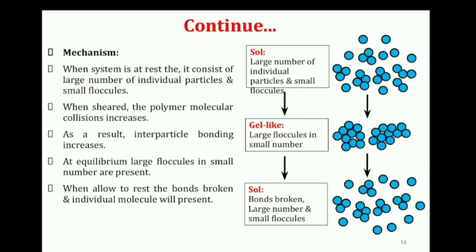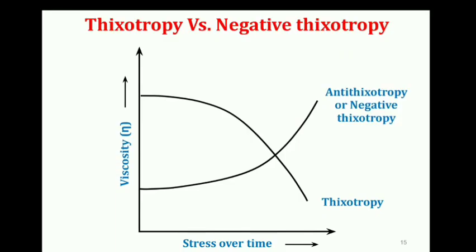gel conversion. Now, comparison between thixotropy and negative thixotropy. You can see here the plot between the viscosity and stress over the time. As the stress goes on increasing over the time, in the thixotropy graph you can see the curve decreases, so viscosity decreases. While in the antithixotropy or negative thixotropy, as the stress over the time increases, the viscosity increases.